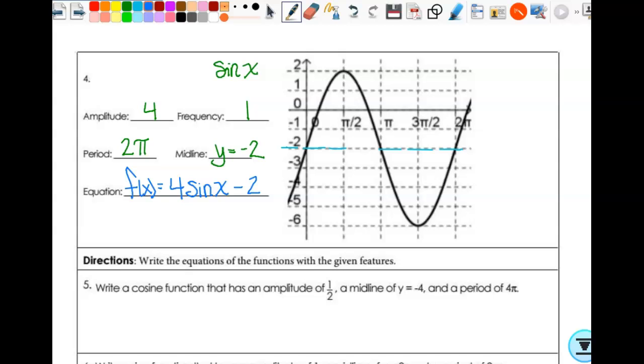So I got 4 sine of x minus 2. Can we agree with that? So we've been writing these as f of x. It's also a y equals. I want you to know that it is a function, so I'm using f of x. I think in Delta Math it says y equals, but it's already typed for you. It's not like you can type the wrong thing. So we'll do these in y equals just because.